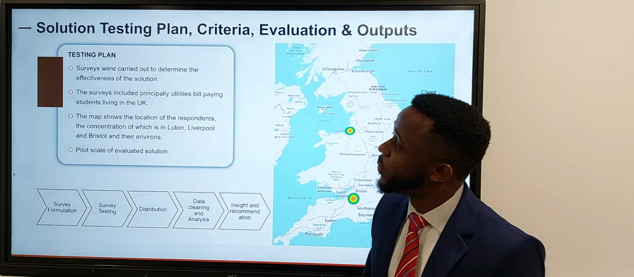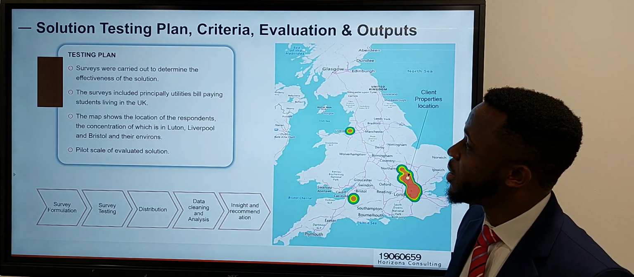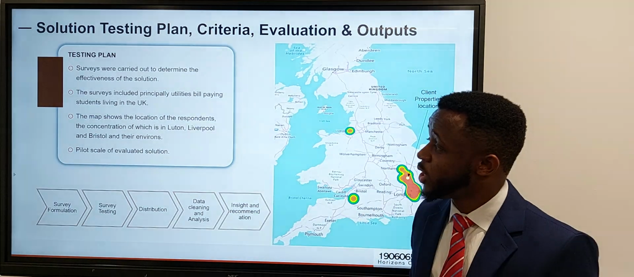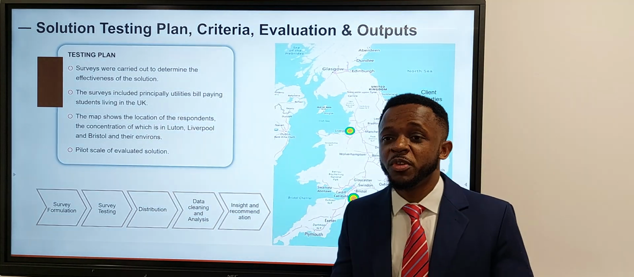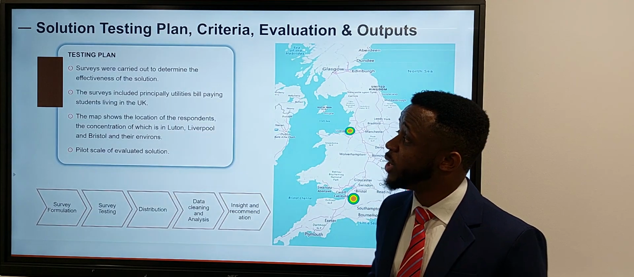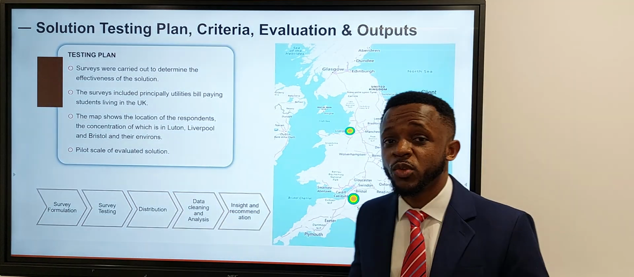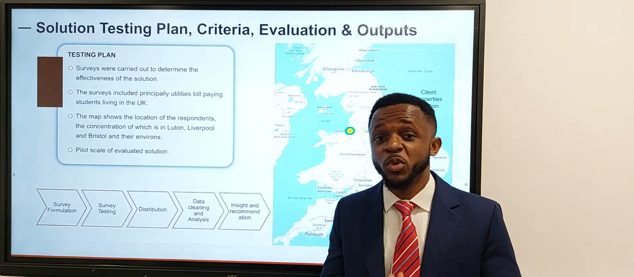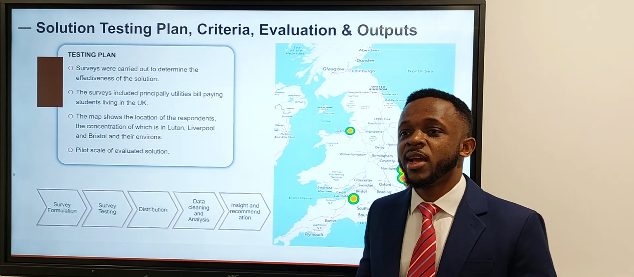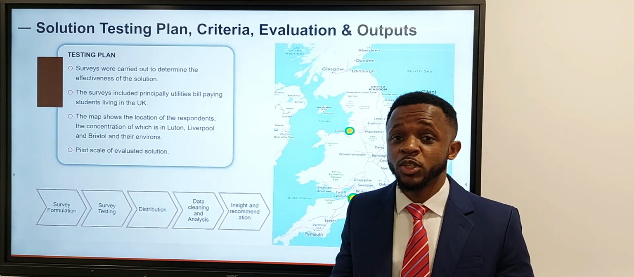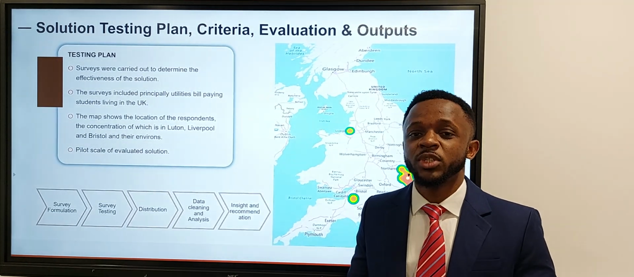So now we move on to the testing plan, criteria, evaluation, and the output. For this solution to be validated, there are some testing plans that were put in place. A survey was carried out on a certain demographic which fits our client's occupants. The houses are mostly occupied by students, most of whom are international students.